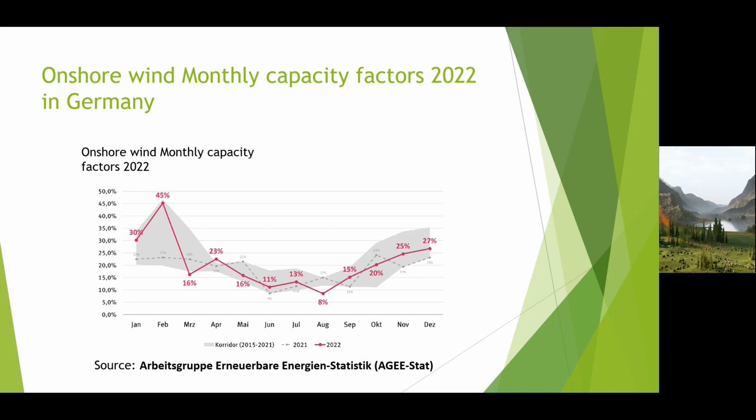For wind, monthly capacity factors 2022 in Germany. The capacity factor is calculated from the monthly electricity generation divided by the installed capacity at that time and related to the number of hours of the corresponding months. Capacity factor thus enables a rough classification of the weather conditions of the corresponding months in the time series.